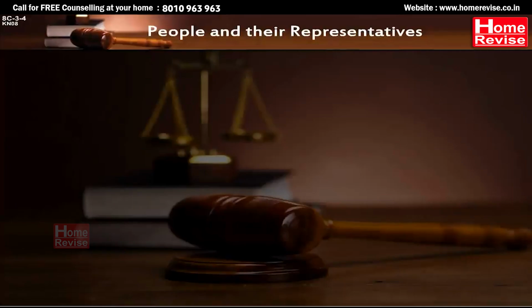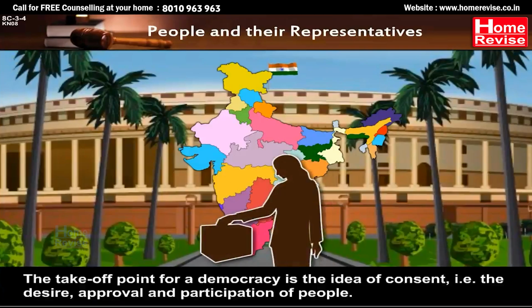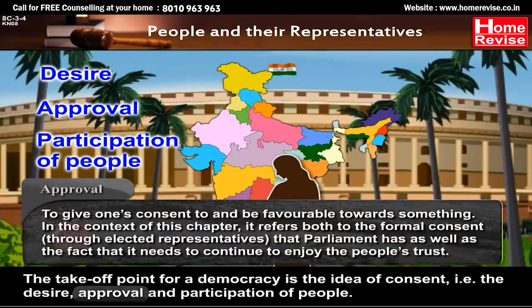People and their representatives. The takeoff point for a democracy is the idea of consent, that is, the desire, approval, and participation of people. Approval means to give one's consent to and be favorable towards something. In the context of this chapter, it refers both to the formal consent through elected representatives that Parliament has, as well as the fact that it needs to continue to enjoy the people's trust.